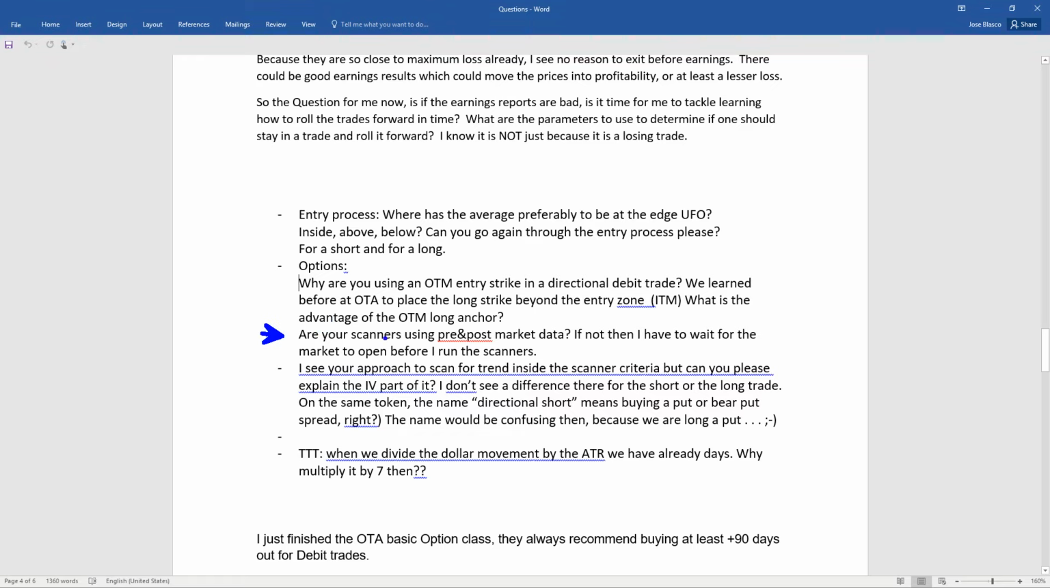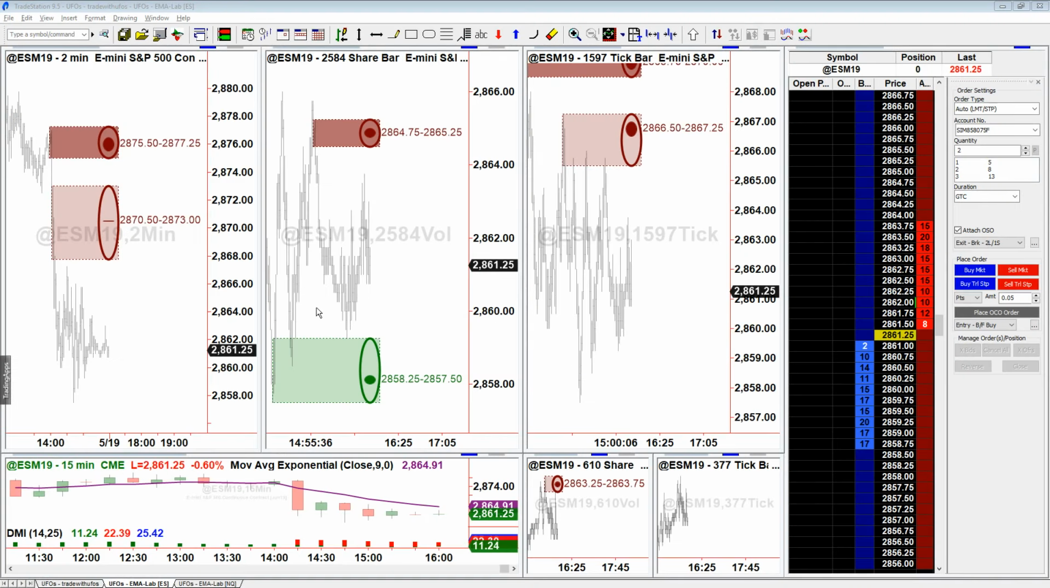Are your scanners using pre and post market data? If not, I have to wait for the market to open before I run the scanners. The scanners are using whatever data is available at the moment. And when it comes to pre and post market, it would depend on how you have it set up.